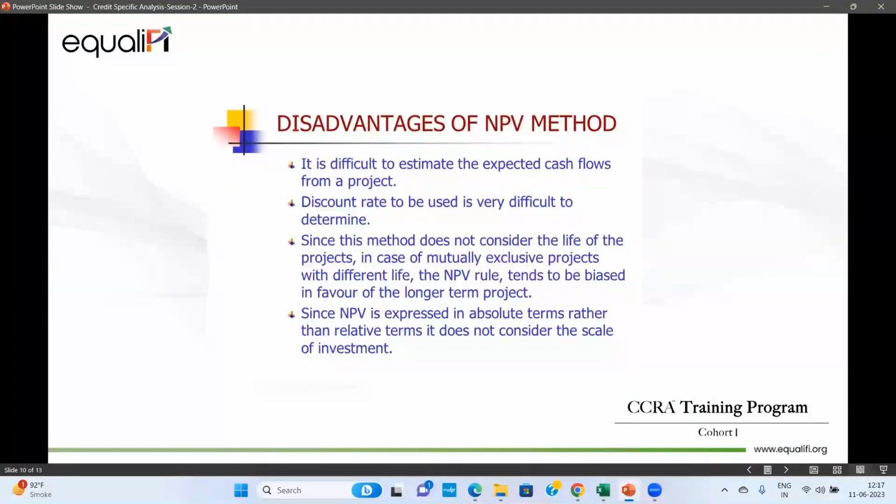Since NPV is expressed in absolute terms rather than relative terms, it does not consider the scale of investment. Basically, we consider it in relative terms: what is my investment versus my cash inflow? So it is mostly in relative terms. What scale of investment is there, that doesn't come out with NPV.